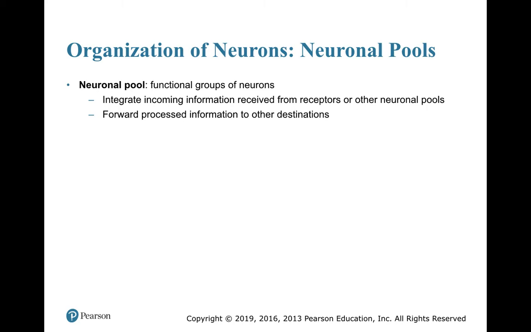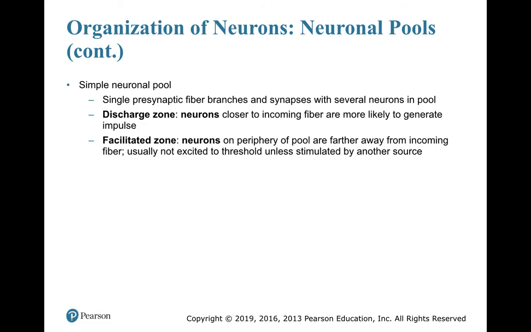Functional groups of neurons can integrate incoming information received from receptors or other neuronal pools and forward that processed information into other destinations for continued processing. We can have a simple neuron pool, which is single presynaptic fiber branches synapses with several neurons in the pool. In that case, we would have a discharge zone. Those would be the neurons close to the incoming fiber, and they are more likely to generate an impulse. A facilitated zone, neurons on the periphery of that pool, further away from the fiber, usually not excited unless a threshold or stimulated by another source.